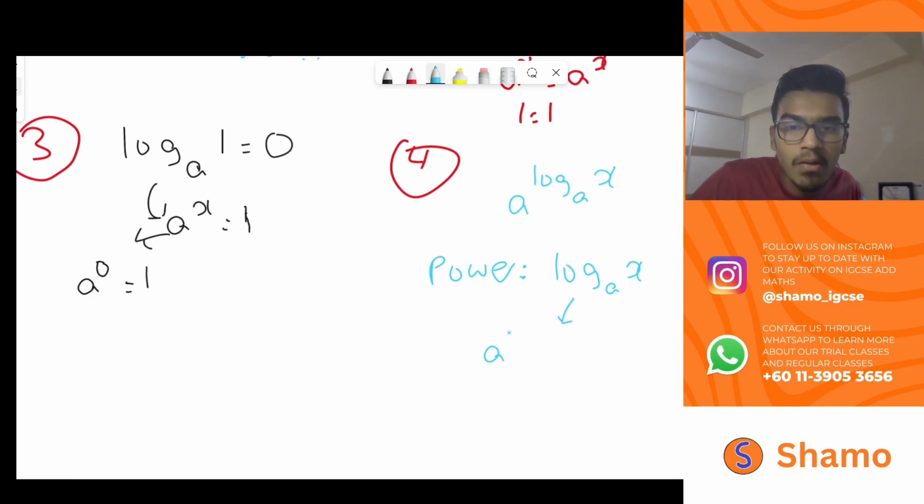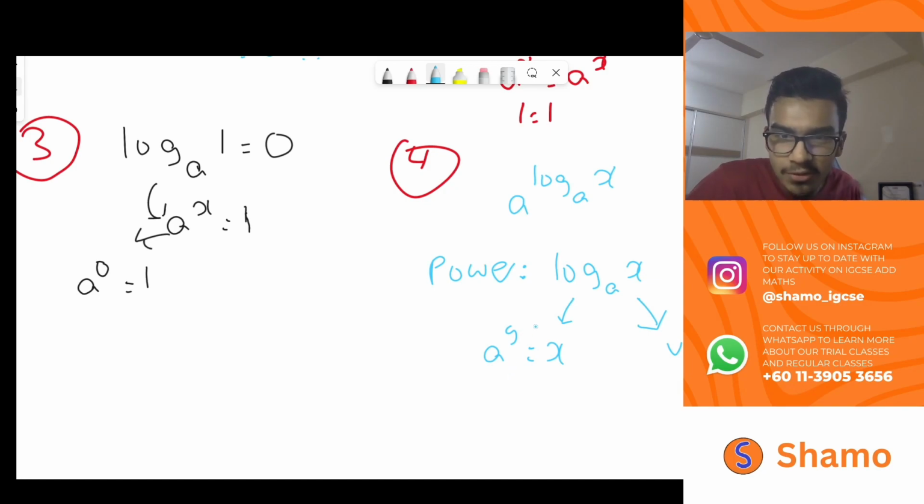So what is log base a of x? A to the power what? Now we're already using x, so let me use something like y. A power y gives us x, right? So this log base a of x essentially just gives us the value of y.